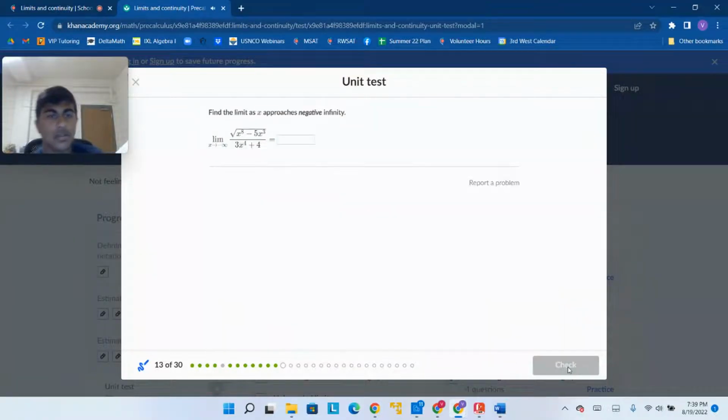Let's keep going. Find the limit as x approaches negative infinity.